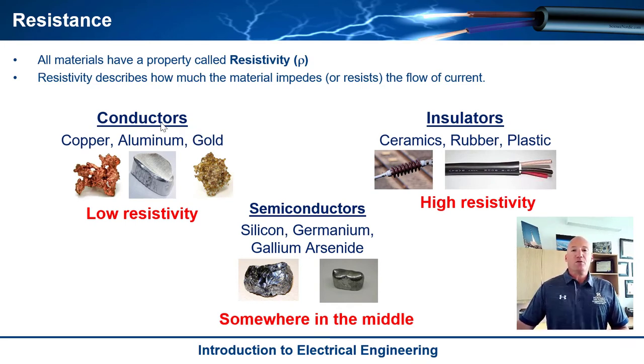So when you look at a conductor, something that's a really good conductor, something that allows current to flow through it very easily, not impeding the flow of current, we would say that it has a very low resistivity. Insulators, which do not allow current to flow through them, we'd say have a high resistivity. And then, of course, semiconductors are somewhere in the middle.